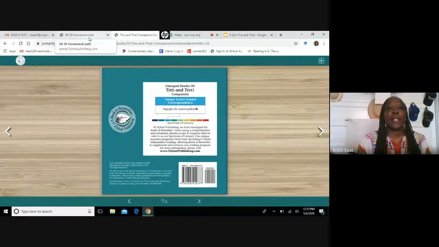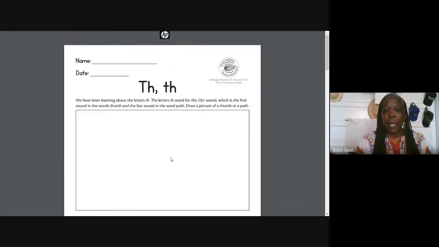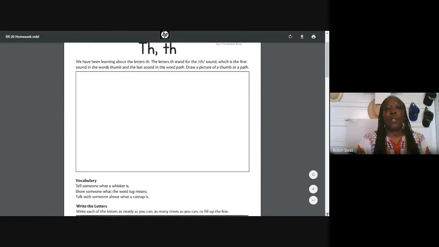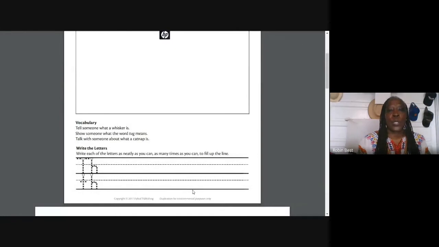Of course, we have some activities, practice pages for you to do, and a couple of pages. So it'll take you a few days maybe to get through them. If you don't have lined paper, it's okay. You can just use regular paper. But we want to go over the TH, like we heard in the word thumb and path. And you can draw a picture of a thumb or a path. We want to go over the vocabulary words like whiskers, tug, and catnap. Can you tell somebody what those three words mean?